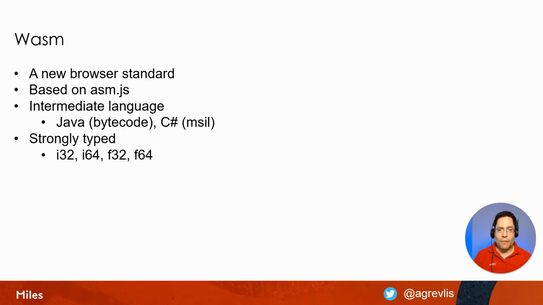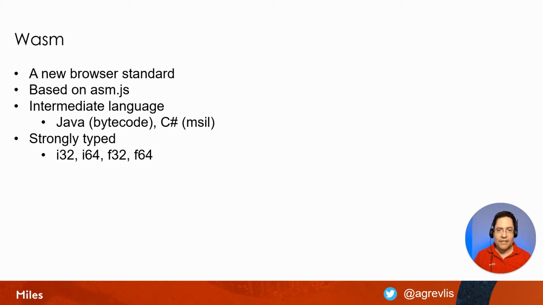As I said, WebAssembly, which is abbreviated WASM, is a new browser standard. It's based on a previous project called asm.js. And it's an intermediate language in the same way as you compile Java down to bytecode or C# code down to MSIL. In WebAssembly, we have strong types. So we have 32-bit integers, 64-bit integers, 32-bit floats, and 64-bit floats.